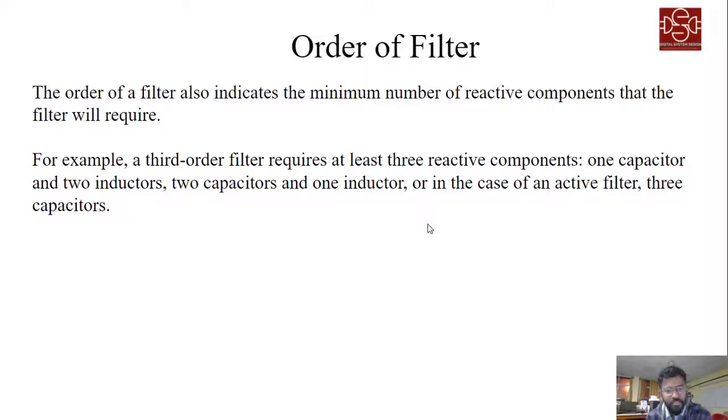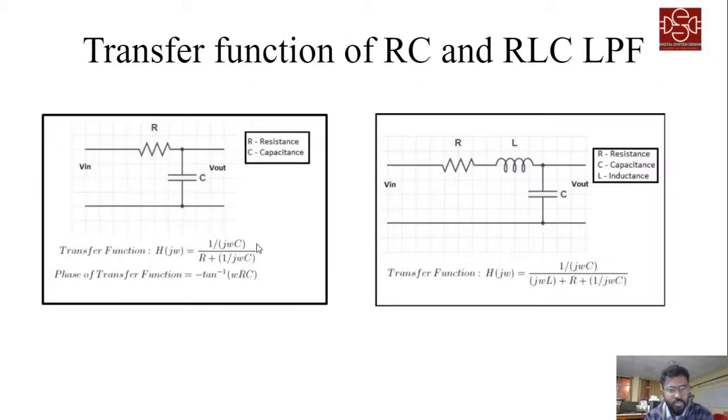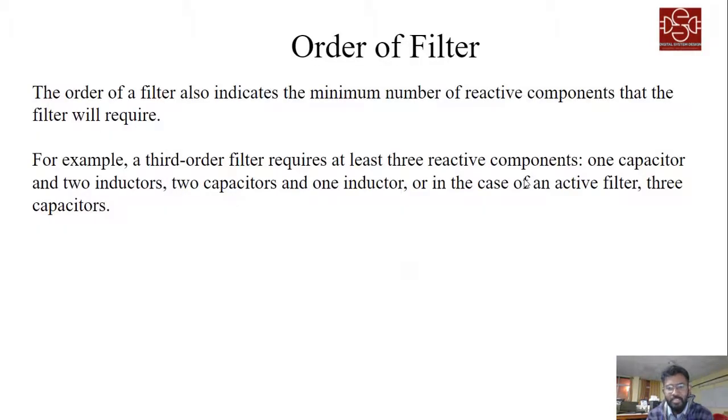Okay, in short, I can say that the order of the filter is measured by the reactive components in the filter. Suppose the reactive components are a C and an L and a C. In that case, the order will be 2 and 1.